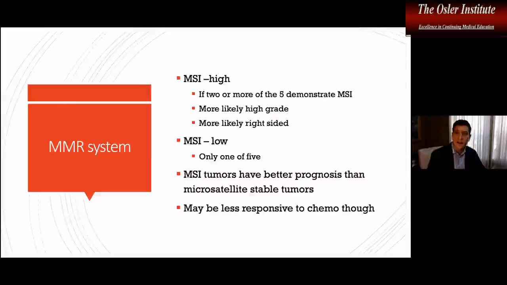So MSI high means that 2 or more of the 5 demonstrate microsatellite instability. These tumors are more likely to be high grade, more likely to be right-sided. If it's MSI low, then you have 1 of 5 versus MSS, which is microsatellite stable, which means that none of those have been knocked out. So MSI tumors have better prognosis than microsatellite stable tumors, but they may be less responsive to chemo.